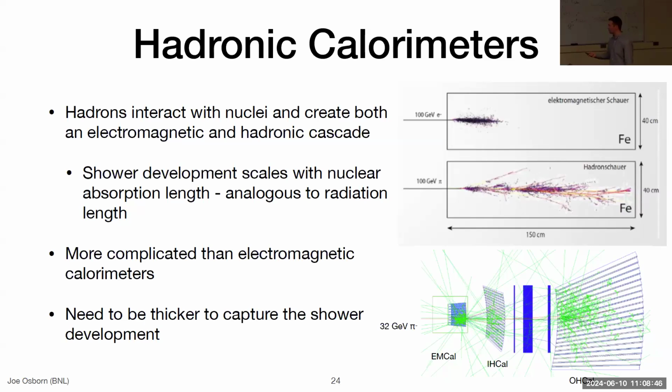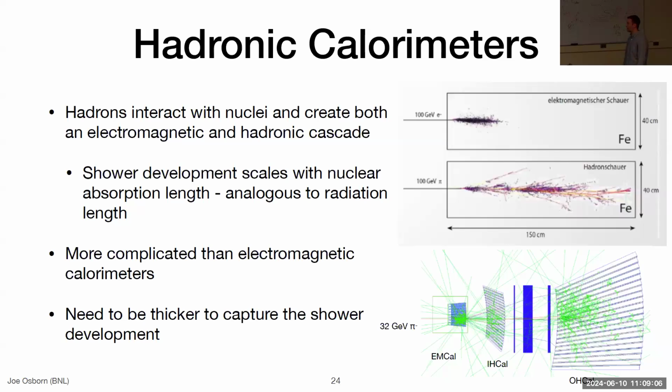Shower development in hadronic calorimeters scales with the nuclear absorption length. This is basically an analogous concept to the radiation length in the EM-Cal, but is relevant for the hadronic component. And these need to be, in general, much, much thicker to capture the full shower development.